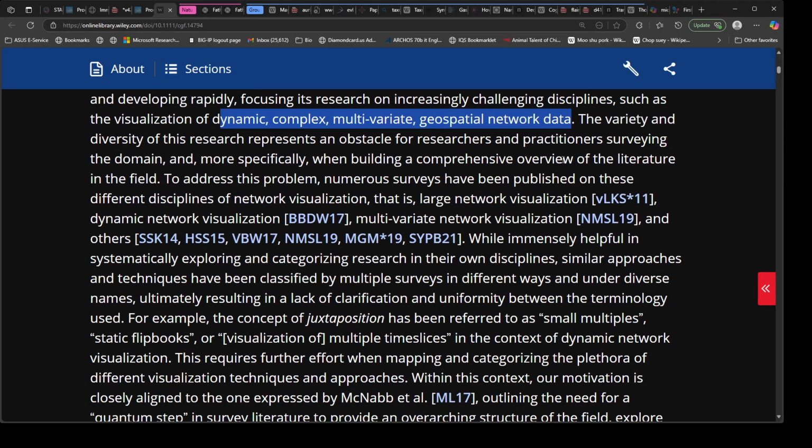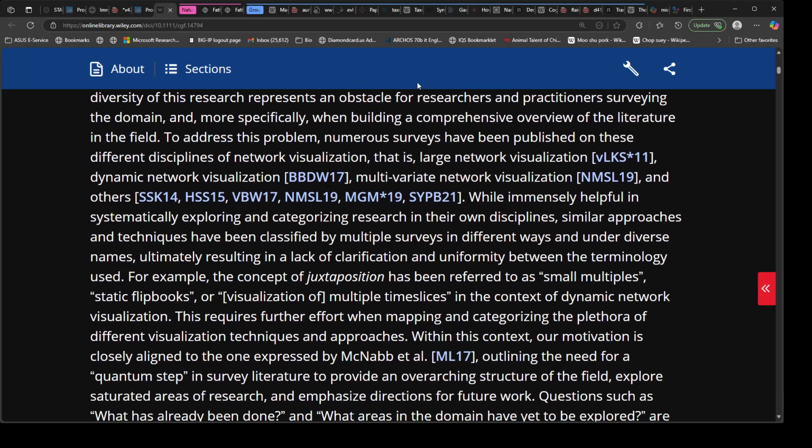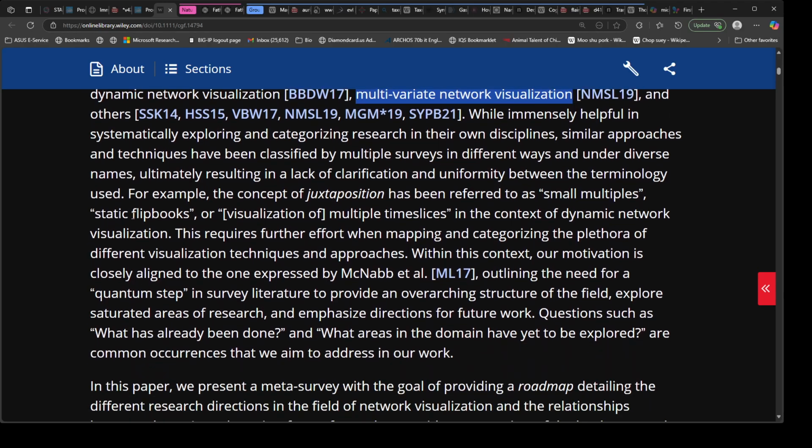The variety and diversity of this research represents an obstacle for researchers and practitioners surveying the domain, and more specifically, when building a comprehensive overview of the literature in the field. To address this problem, numerous surveys have been published on these different disciplines of network visualization, that is, large network visualization [VLKS*11], dynamic network visualization [BBDW17], multivariate network visualization [NMSL19], and others [SSK14, HSS15, VBW17, NMSL19, MGM19, SIPE21].